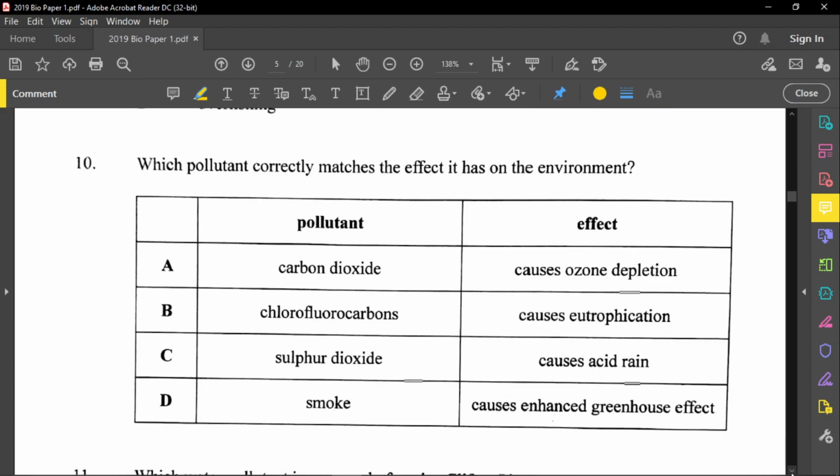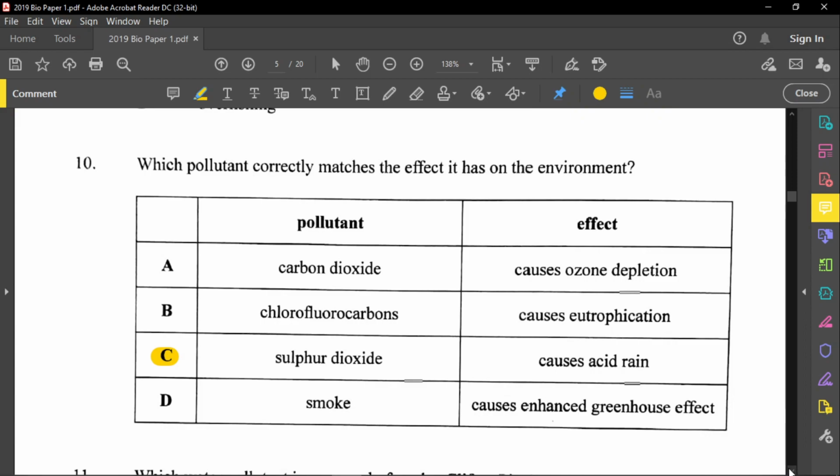And so going through the list here, carbon dioxide causes ozone depletion? No, carbon dioxide will cause the greenhouse effect, which will lead to global warming. Chlorofluorocarbons, those could cause depletion of ozone. All right. And sulfur dioxide causes acid rain, which is good. So C will be your answer right there. Smoke as well will cause some respiratory problems. And smoke will release carbon monoxide or carbon dioxide as well, depending on what you're burning.